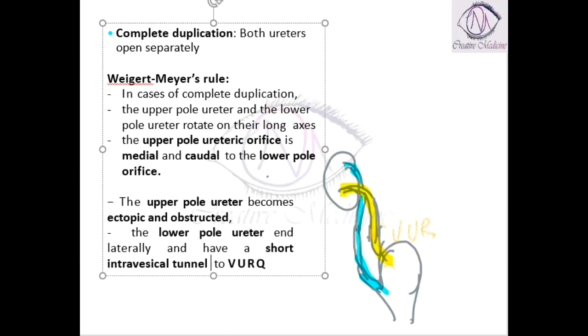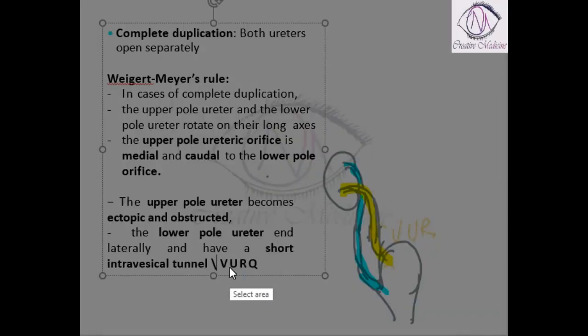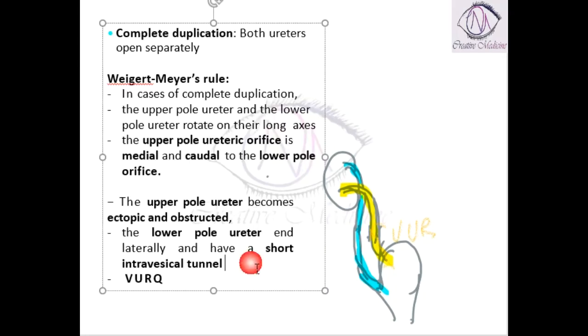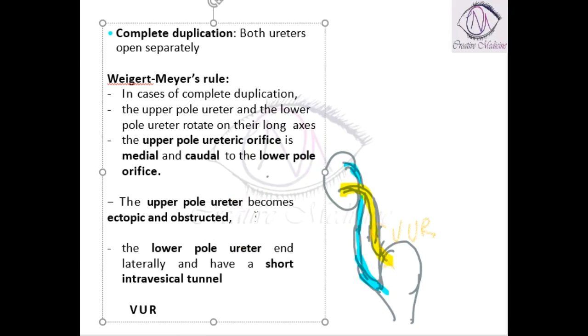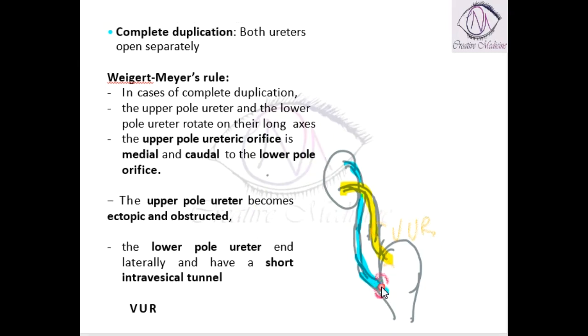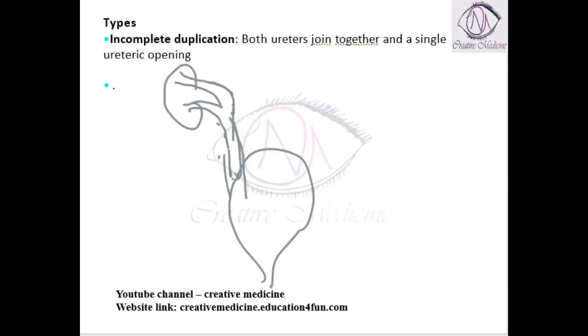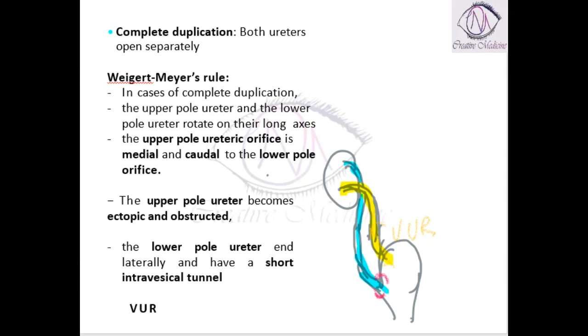Because it forms a short intravesical tunnel, it results in vesicoureteric reflux. So the lower pole is associated with vesicoureteric reflux, whereas the upper pole ureter is obstructed. And one more thing, the upper pole ureter is also associated with ureterocele. So these are the two types of duplication of ureter.